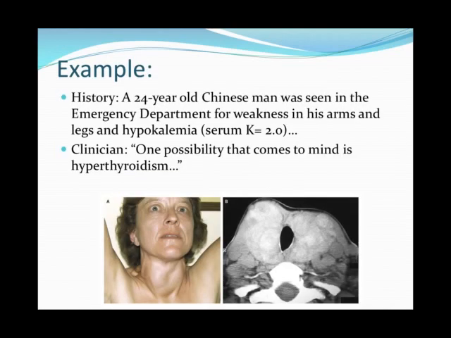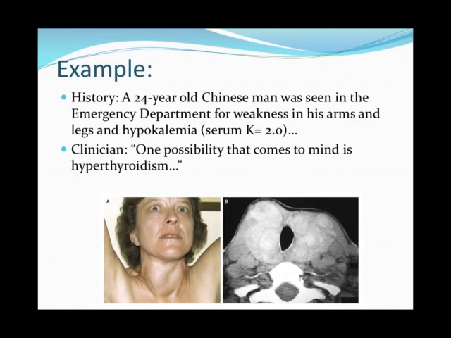An example of this is a patient that a doctor is seeing. A 24-year-old Chinese man was seen in the emergency department for arm weakness and leg weakness and hypokalemia. After that much information, a doctor says one possibility that comes to mind is hyperthyroidism. And then we see the exam on the patient, and we see their imaging here.